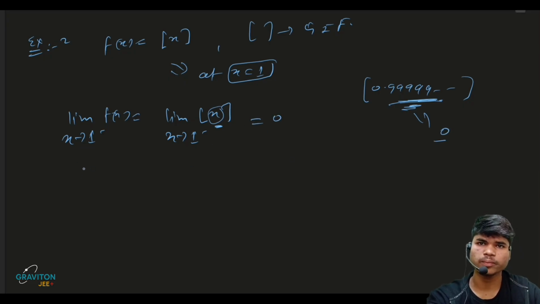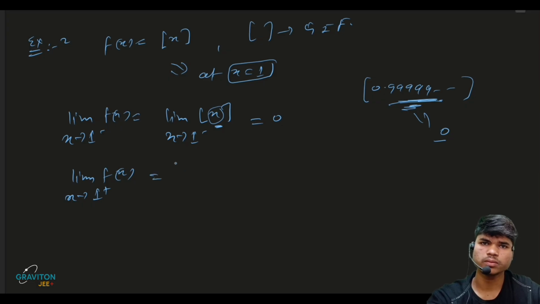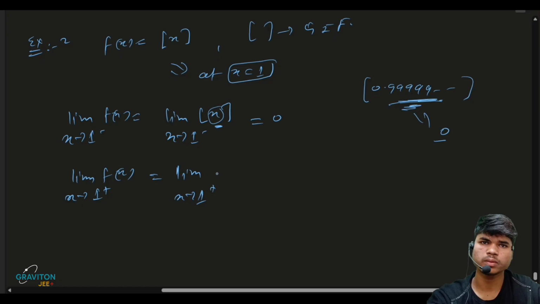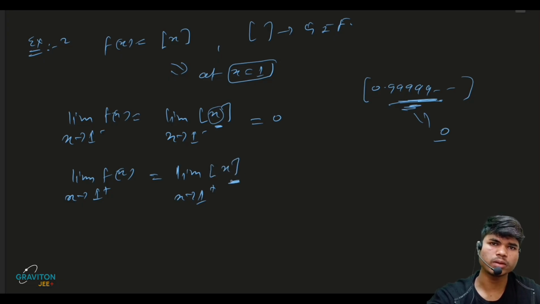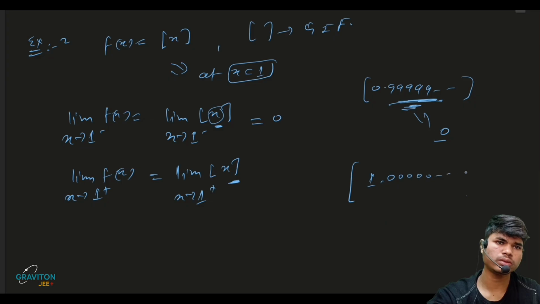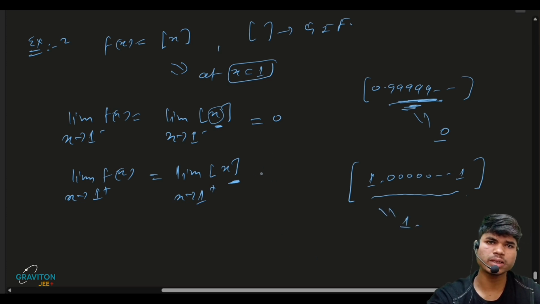And if we talk about the right hand limit, we have x tends to 1 positive f of x. We can write this as limit x tends to 1 positive of box x. Here we are adding a very small number to 1, like 1.00000 and so on 1. So this quantity will always be greater than 1, so by the box property, it will be equal to 1. So the right hand limit will be 1.